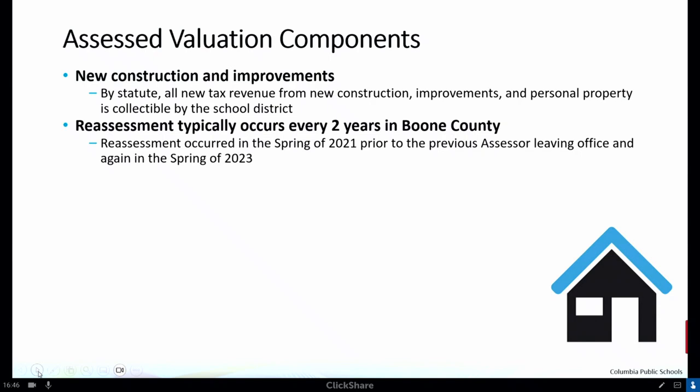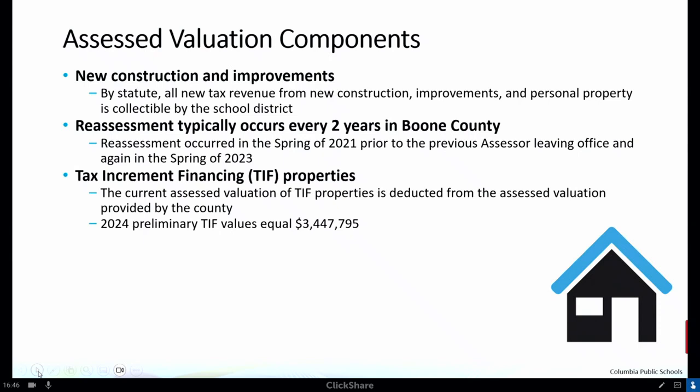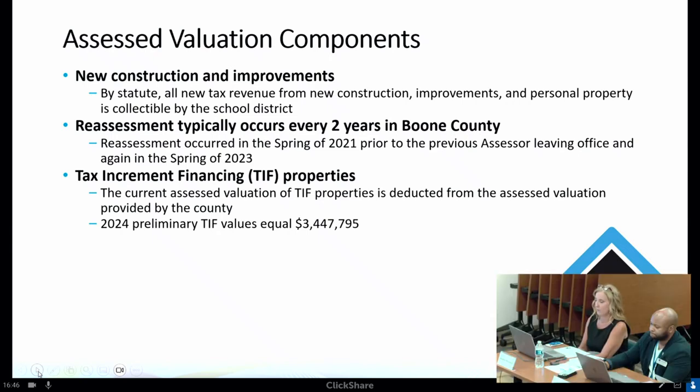Reassessment typically does occur every 2 years, and so this is not a reassessment year. Last year was a reassessment year, so there is not a reassessment occurring for the calendar year 2024. And we do have a couple of what we call TIF, or tax increment financing, properties, and so those are what are deducted out of our total assessed valuation. The $3,447,000 is deducted and not included when we're calculating our tax rate.